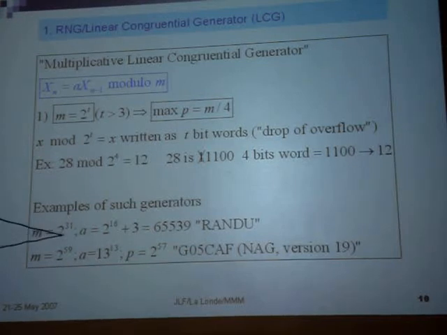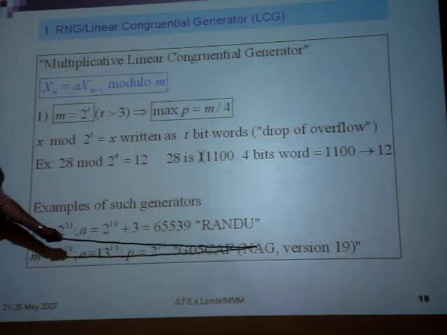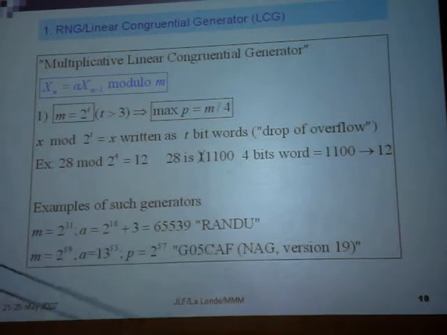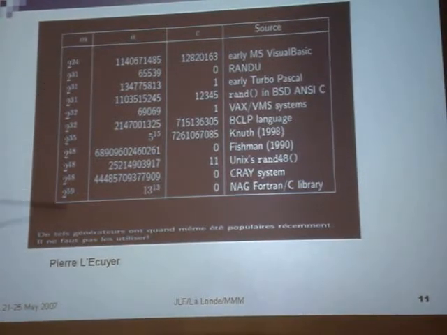Example of such numbers, n equals 2 to the power 31, the famous RANDU, which is horrible, and this one, which is not so horrible, at least in the mind of people, n equals 2 to 59, a equals 13 to 13, large period. The problem is this. Until recently, I don't know if it has changed, it was the one in the NAG library. Very well known and used everywhere. And as Pierre L'Ecuyer said, he put a list of all these generators, especially this one. He said they are still popular and you don't have to use them. So avoid this kind of generator. Check if you use NAG, whether this is this generator or not. If it is, change your generator.